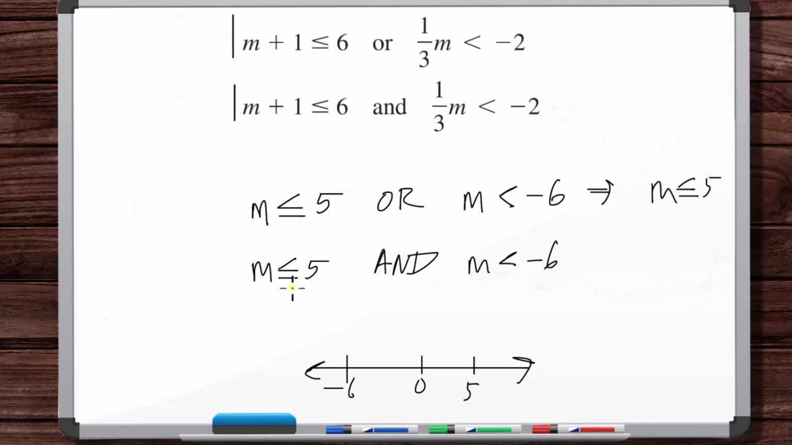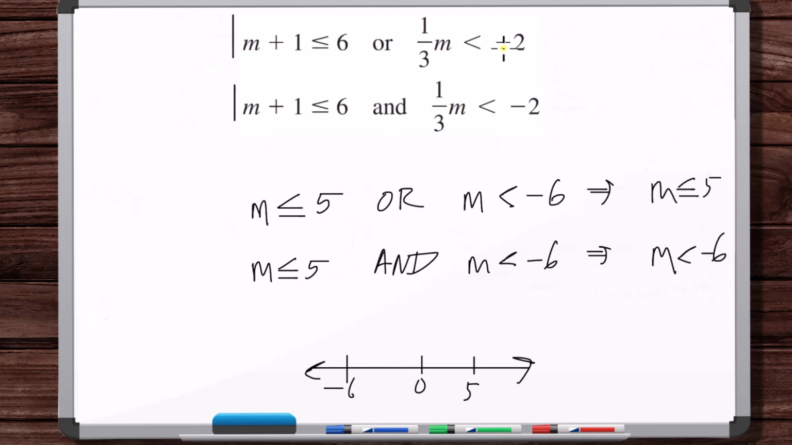Okay. M is less than or equal to 5 and m is less than minus 6. In that case, this is redundant. Now all we need to do is say that m is less than minus 6. Because if we're in this region, we're less than or equal to 5, but we're not less than minus 6. So this is an and criteria.